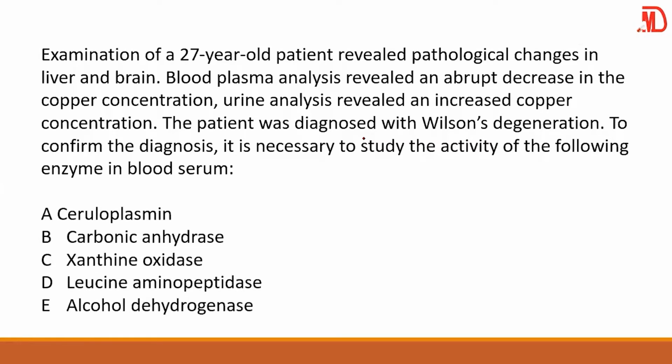We are having an examination of a 27-year-old patient, revealing what? Pathological changes in the liver and the brain. Now, the blood plasma analysis revealed an abrupt decrease in copper. So this is your clue.